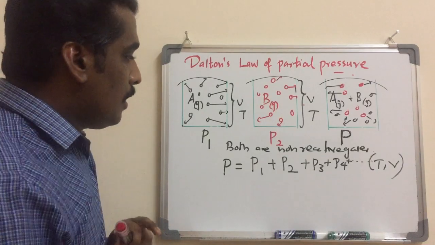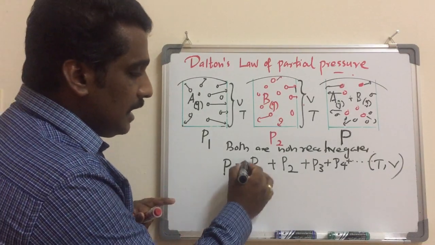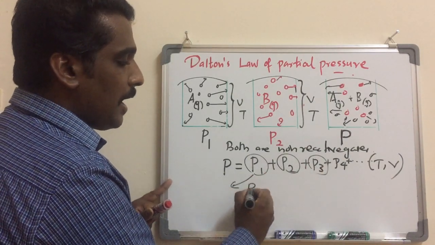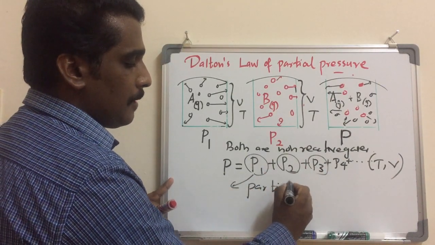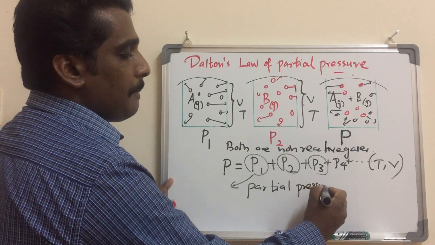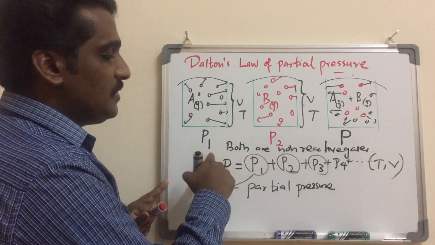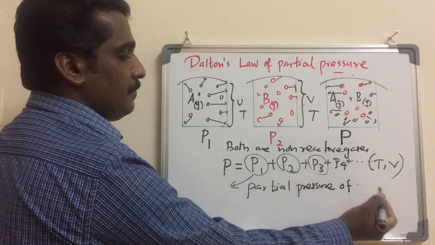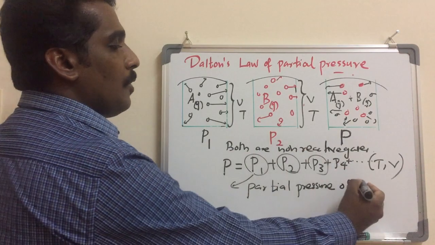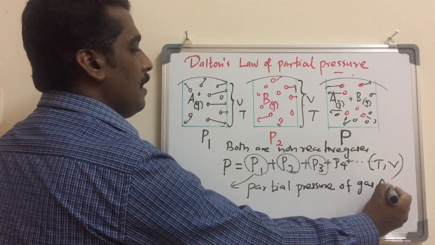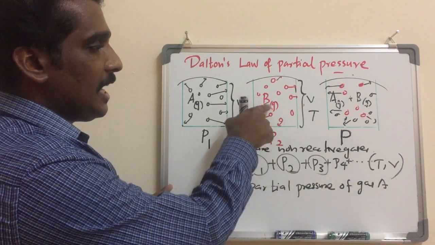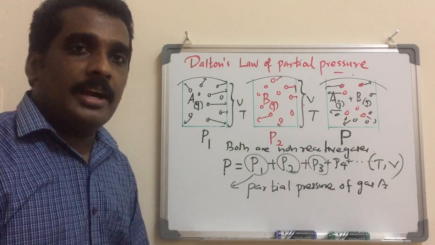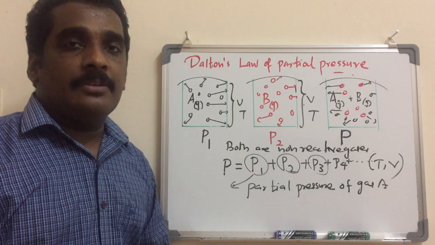Each individual pressure is also called partial pressure. The pressure produced by individual gases is called partial pressure. P1 is the partial pressure of gas A, P2 is the partial pressure of gas B, and P3 is for the next component. So can you define Dalton's law one more time?